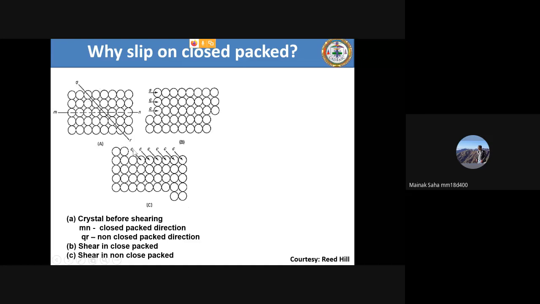For example, suppose this is just a schematic. If Mn is the most close-packed direction, QR is not a close-packed direction. So in the B case, considering the two atomic layers which are not close packed, and all these particular planes are close packed, such that there is a shear acting along certain planes and no shear acting along the other planes. So this might be quite confusing for you.